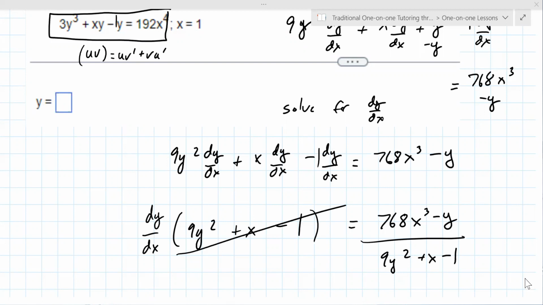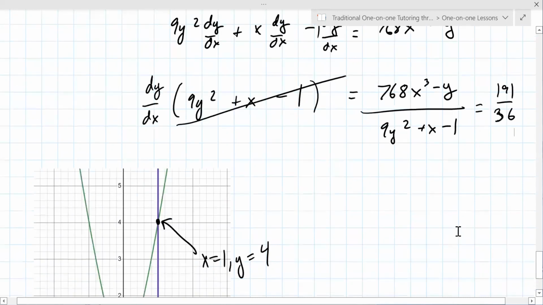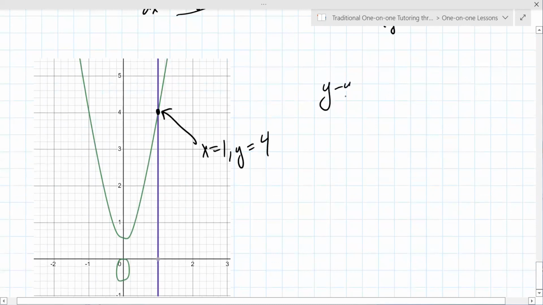Wow. Okay, so this ends up being, when you plug in your x and your y, 191 over 36. And so the equation of your line is y minus y1 equals your slope times x minus x1, and your y1 is 4, your slope is 191 over 36, x minus 1.